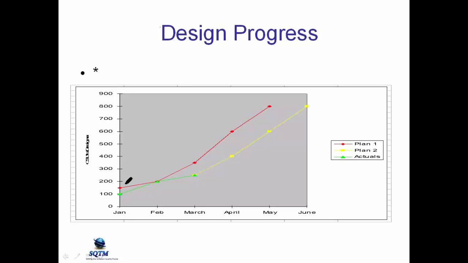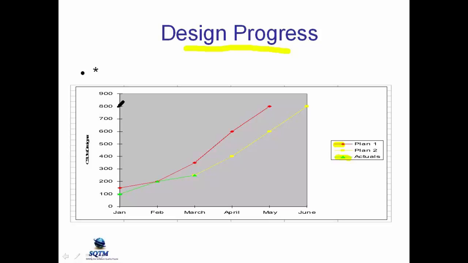Let's talk about design progress, how we're making progress in the design phase. And again, the red is planned, the green is actual, and the yellow is plan 2. So here in the very beginning, the design team says, in this large software system, there's 8.